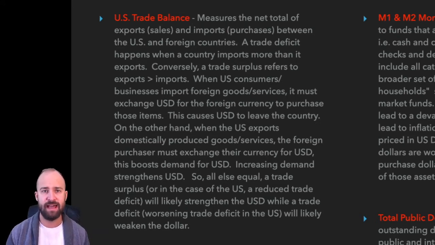On the flip side of that, whenever U.S. businesses export domestically produced goods and services, the foreign purchasers have to exchange their local currency for U.S. dollars. So whenever we export goods, demand for the U.S. dollar increases because those foreigners need U.S. dollars to purchase our goods. This boost in demand for the dollar increases its strength and makes it more valuable relative to foreign currencies.